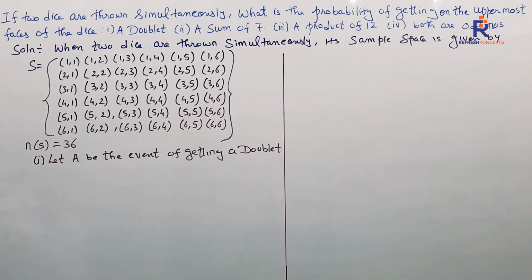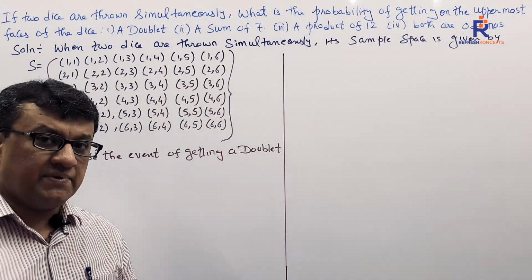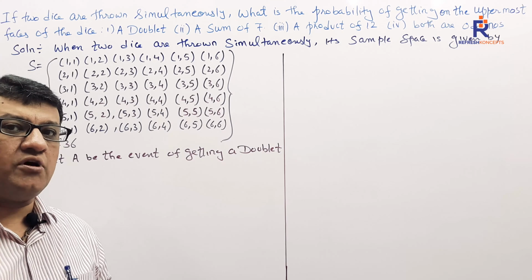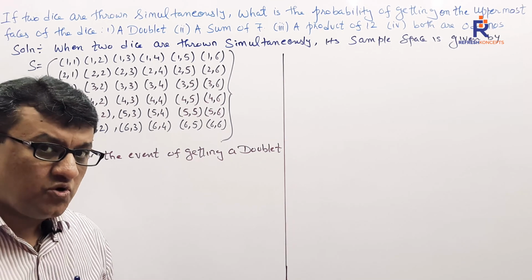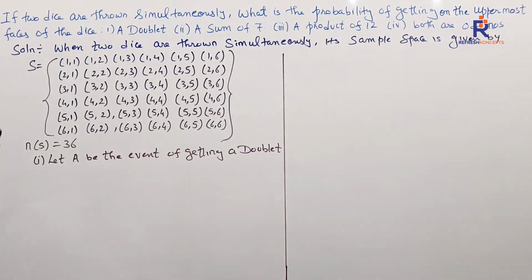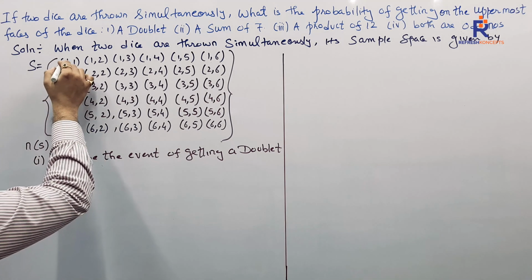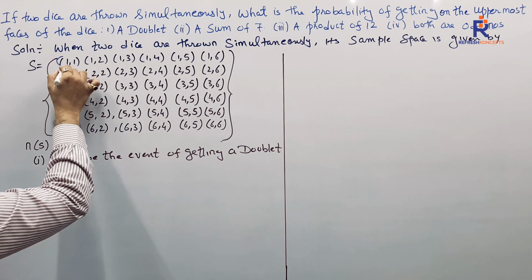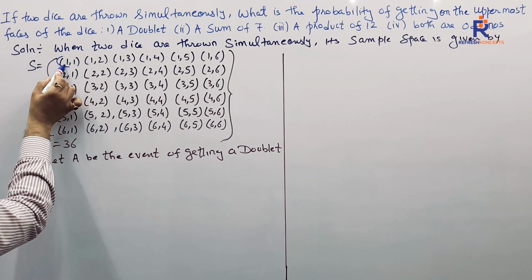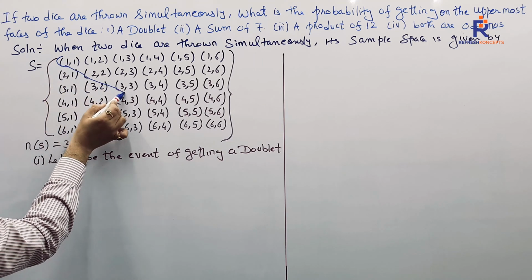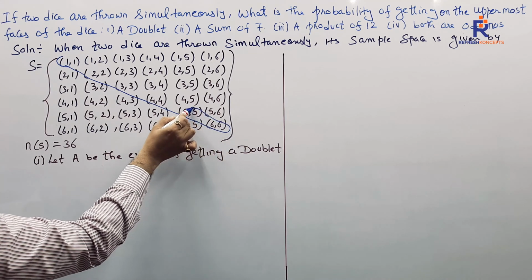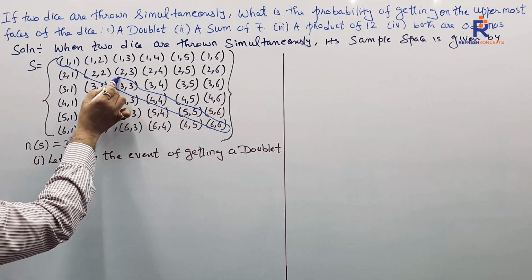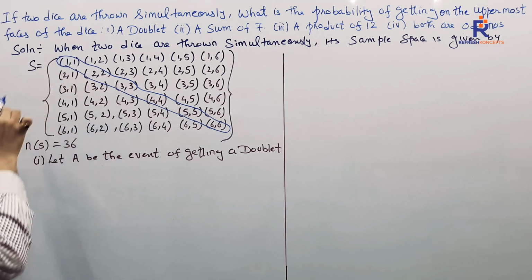Let A be the event of getting a doublet. Now, children, doublet means what? Doublet means getting the same score on both the faces. We discussed this earlier. Getting the same score on both the faces is the diagonal one: 1 1, 2 2, 3 3, 4 4, 5 5, 6 6. It is this diagonal which we discussed earlier also.